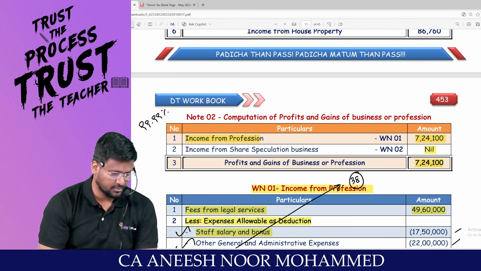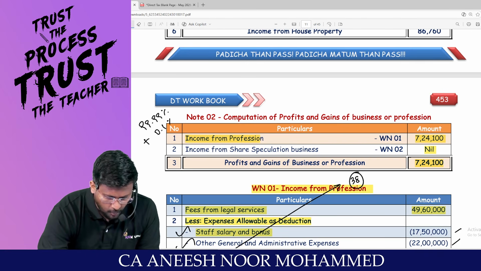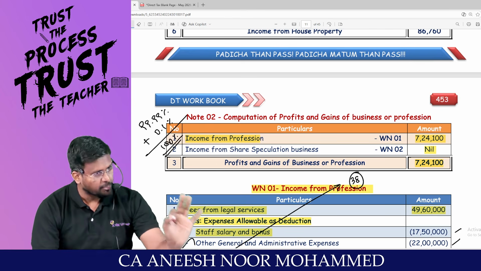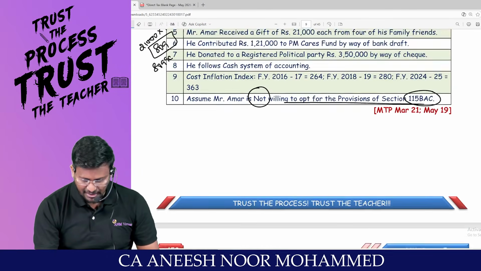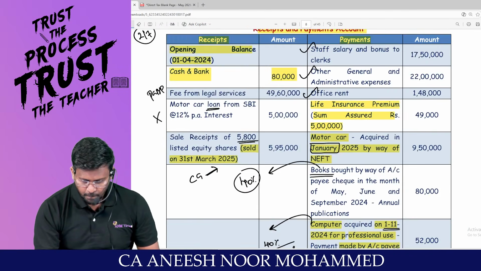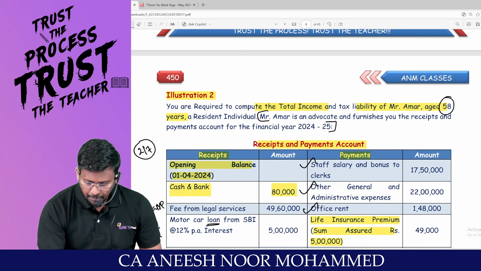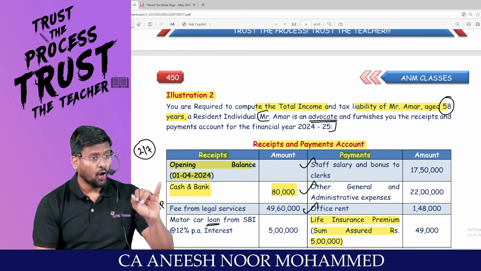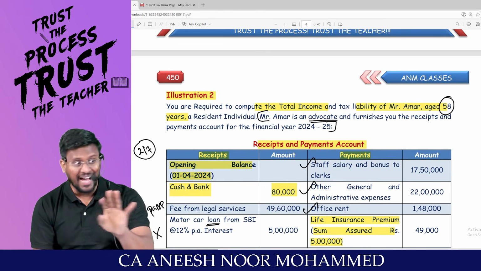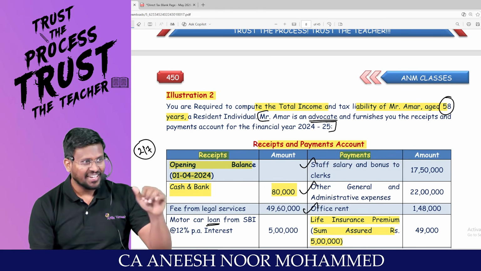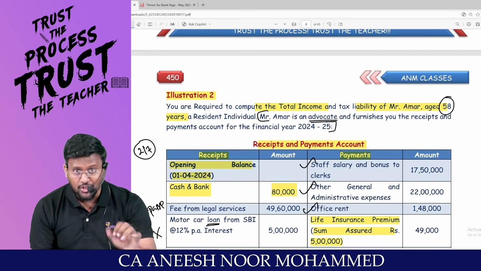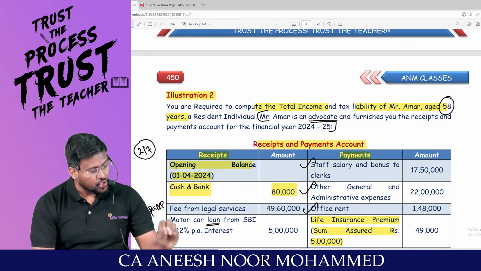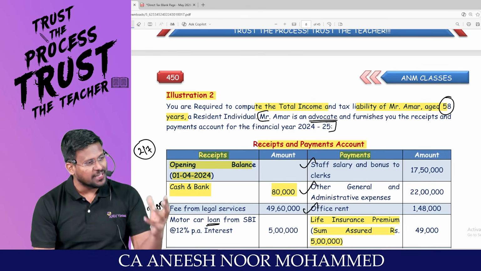99.99% of the students, you can put 0.01% also. That means 100% of the students will miss one point. That point I will tell you. Is this guy an advocate? Yes, sir. Advocate, law, medicine, accountancy, architecture, interior decorators, technical consultancy, authorized representative, film artist, IT professional, company secretary, engineer or any other professional notified by CBDT.